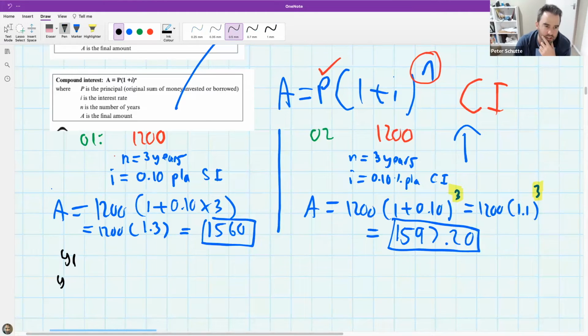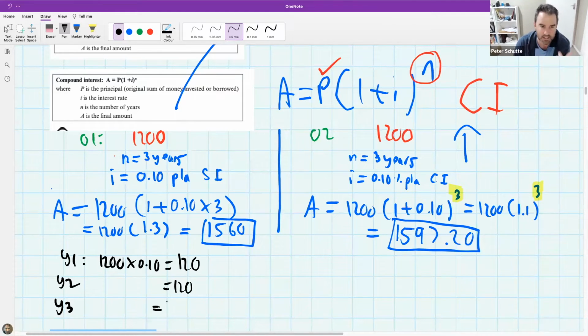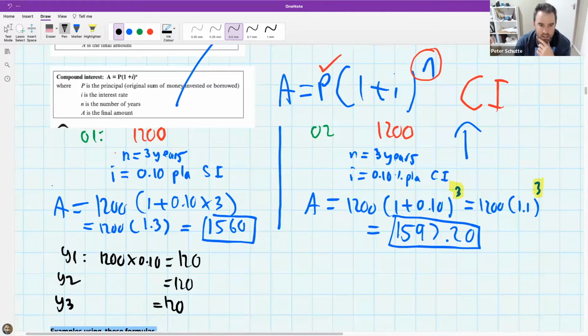So if you imagine year 1, year 2, year 3, with simple interest, in year 1, you get 10% of the original. Now, what is 10% of 1,200? It's 120. Okay, and what do you get in year 2? You still get the same thing. You get 120. And what do you get in year 3? You still get 10% of the original. You get 120. Give me a thumbs up if you understand why the simple interest 10% per year is 120 Rand each year.